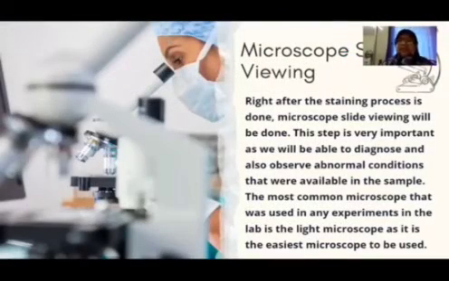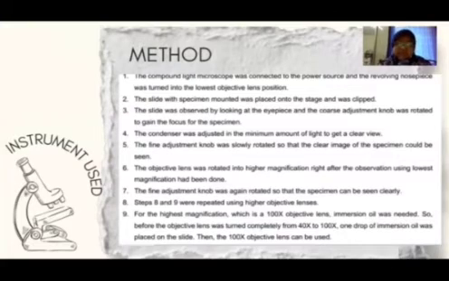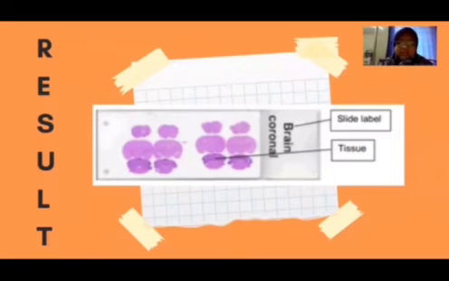So next, I will be presenting about microscope slide viewing. Right after the staining process is done, microscope slide viewing will be done. This step is very important as we are able to diagnose and observe abnormal conditions present on the slides. The instrument used is the compound light microscope, using the method as shown above. And this is the result of our microscope slide viewing.